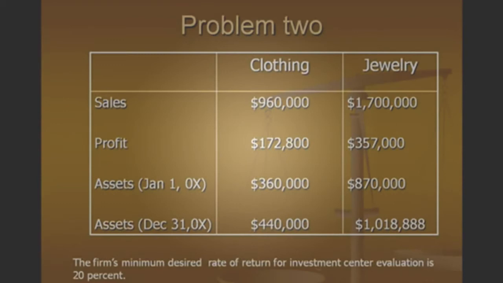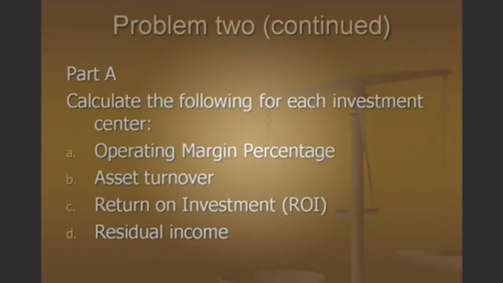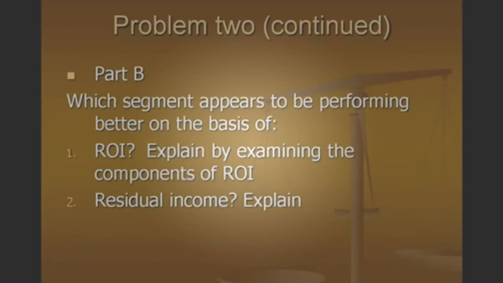Now here are the questions. Calculate the following for each investment center: OMP, asset turnover, ROI, and residual income. Part B. Which segment appears to be performing better on the basis of 1. ROI, 2. Residual income? Explain. I want you to take a few minutes, stop this recording, try the problem, figure out the ratios, and when you're done, restart.